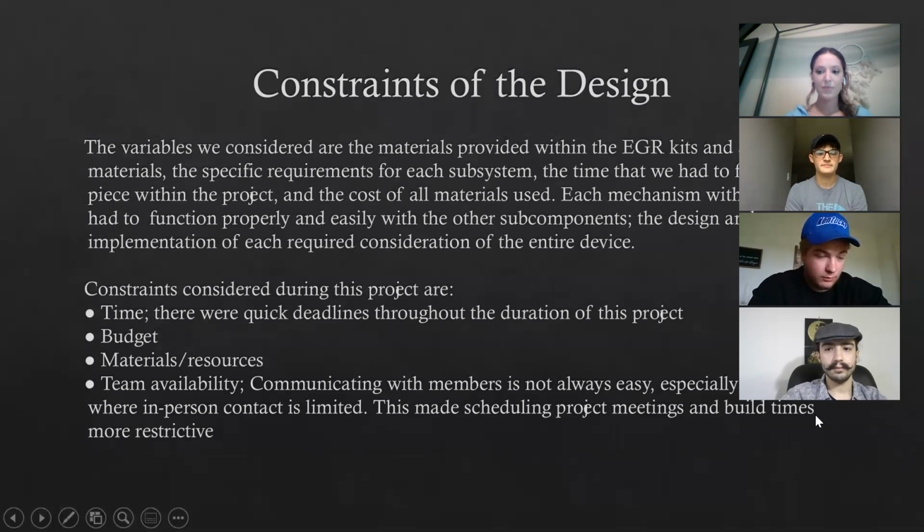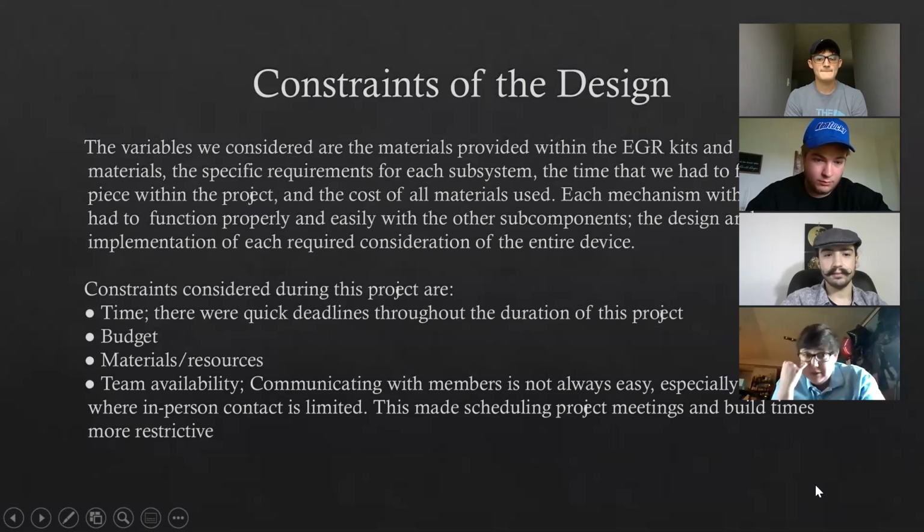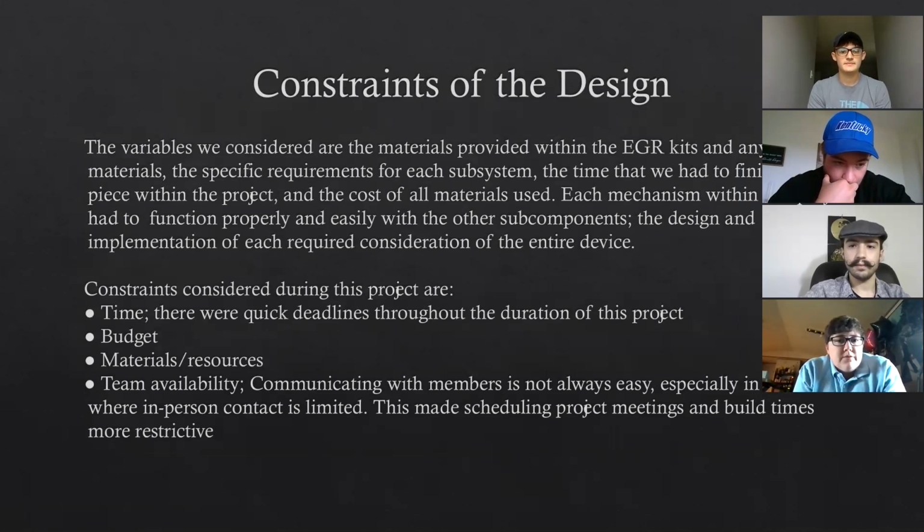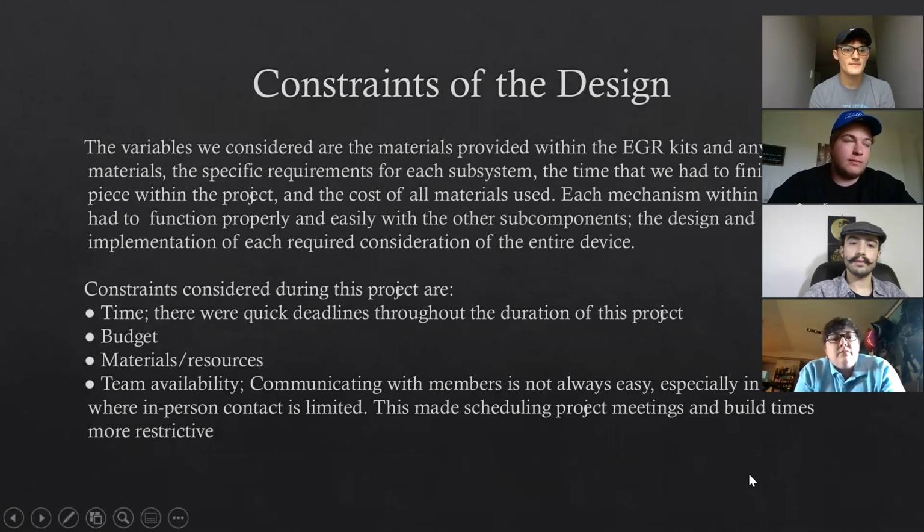The constraints of the design, the variables we considered, are materials that were provided in the kit. So we had to use the servo motors and all the stuff that was in the kit in our design. The deadlines, I think, were the biggest part. We had to maintain the budget, all our resources. We had to write down where we got all our materials, how much they cost. I think availability, everybody meeting up together, is the biggest constraint of the project, but we made it work.